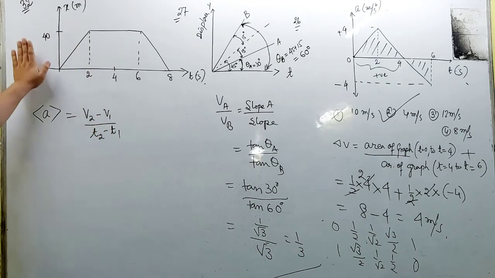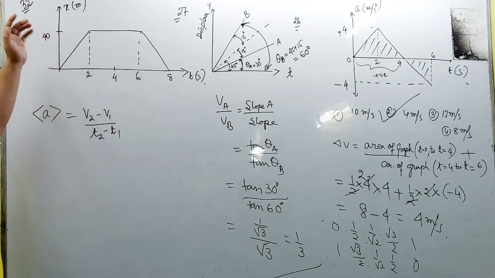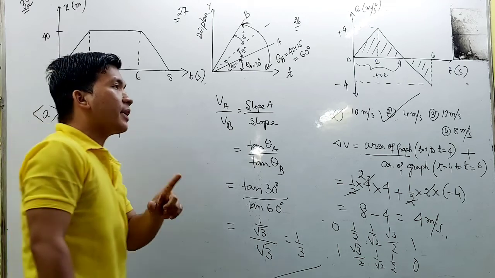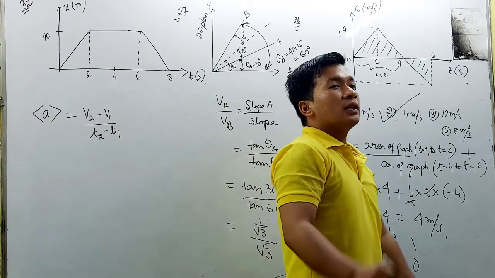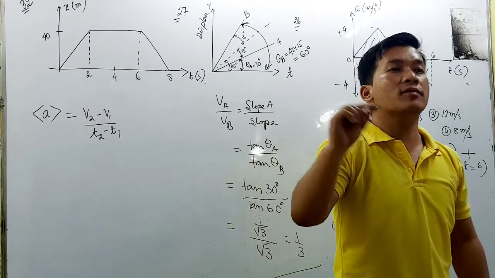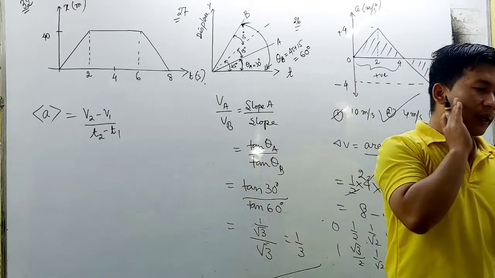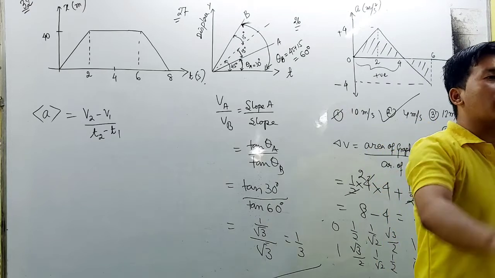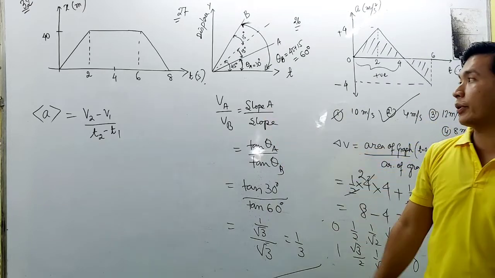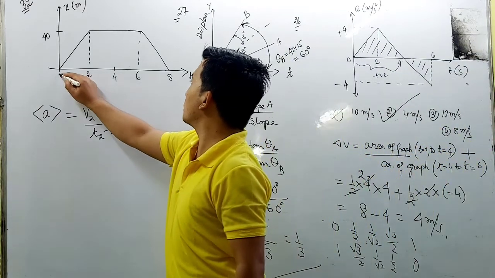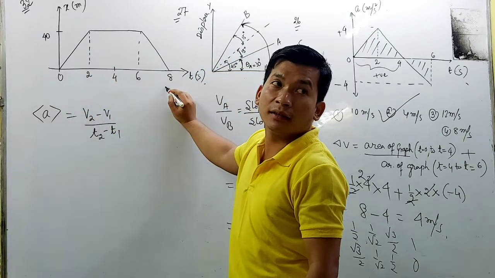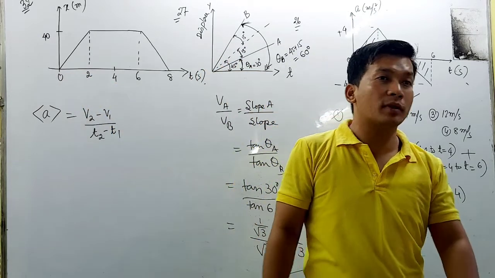We have a displacement-time graph, and from this displacement-time graph we can easily find the initial velocity and final velocity. Is that understood or not? Initial velocity, final velocity. What is the duration? The duration is from 0 to 8 seconds.